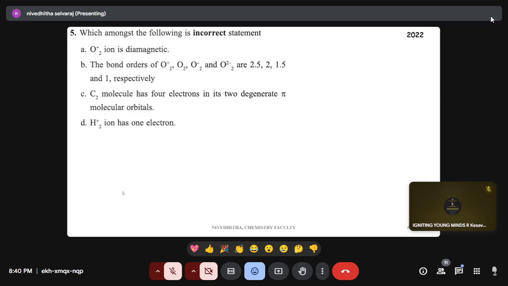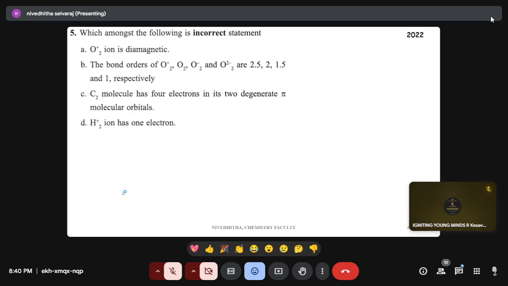See, for bond order calculation, you need not draw this MOT diagram. You can use the shortcut to find the bond order. For finding the magnetic behavior, you have to draw the structure. But if you're thorough with the oxygen and nitrogen MOT diagram, then again you need not draw the structure. You can definitely guess the answer.